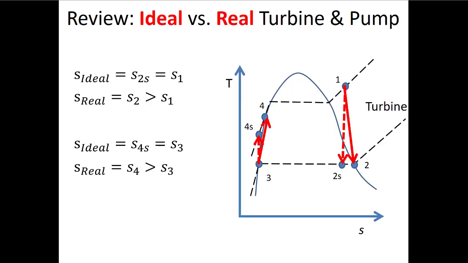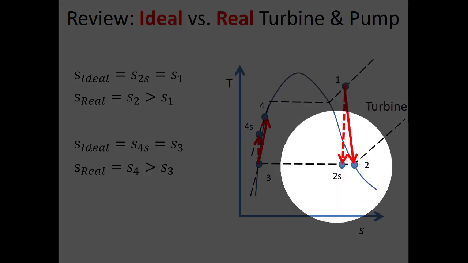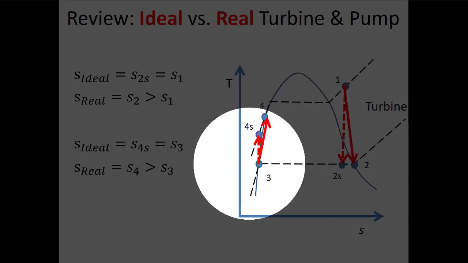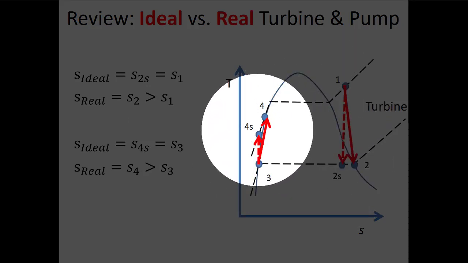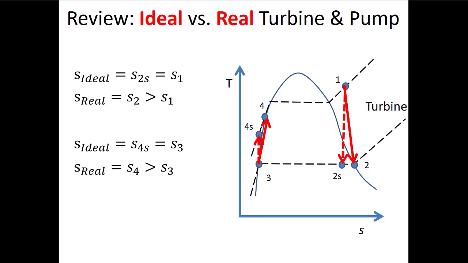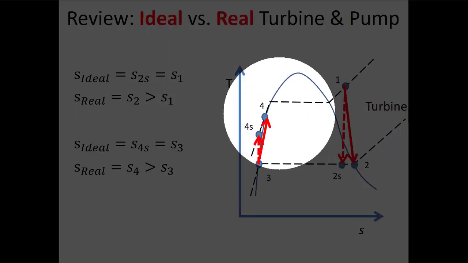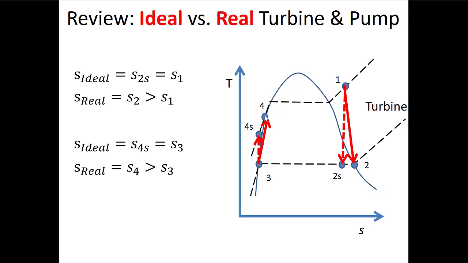So remember, when we have turbines and pumps, our isentropic efficiencies mean that the isentropic outlet is vertically down on this TS diagram for a turbine, vertically up on this TS diagram for a pump. But then the real states have larger specific entropies, so they both move to the right as they go through the real process. And we can use the definition for isentropic efficiency to find state 2 or state 4 if we know the isentropic efficiency.